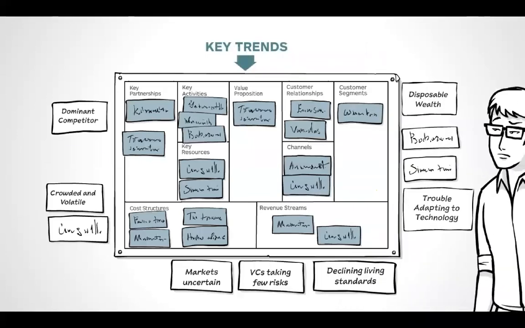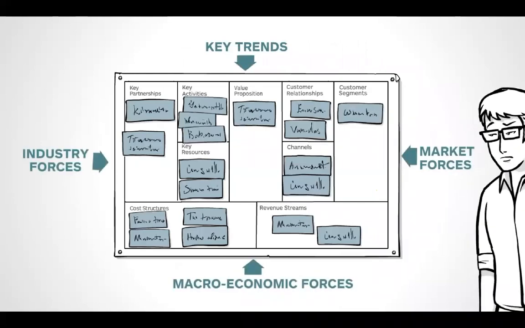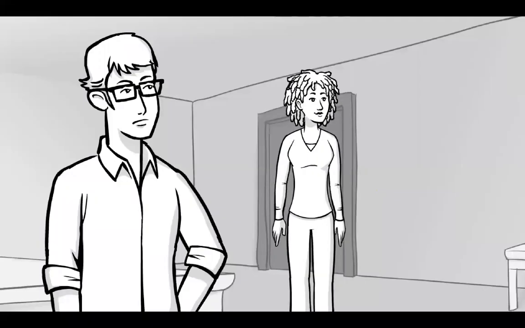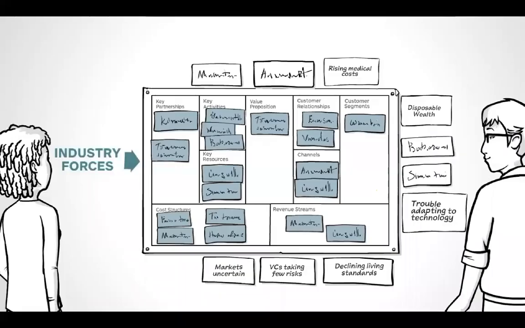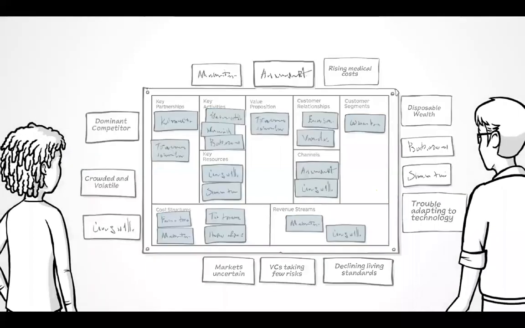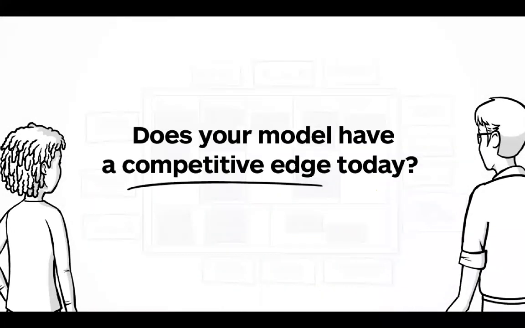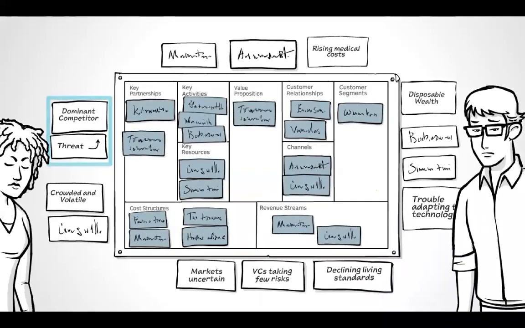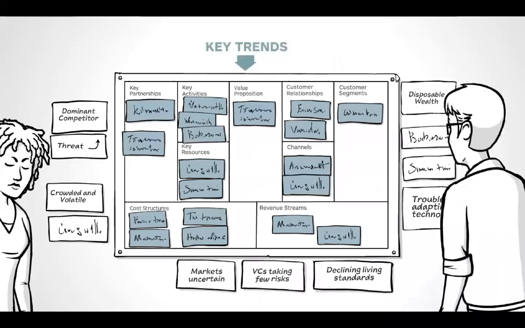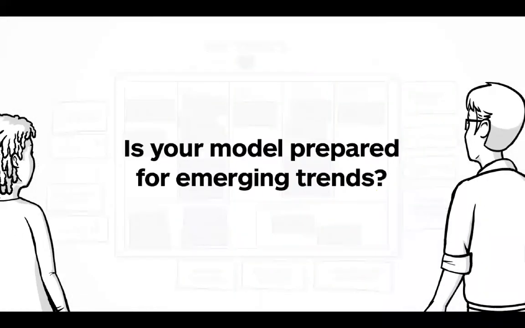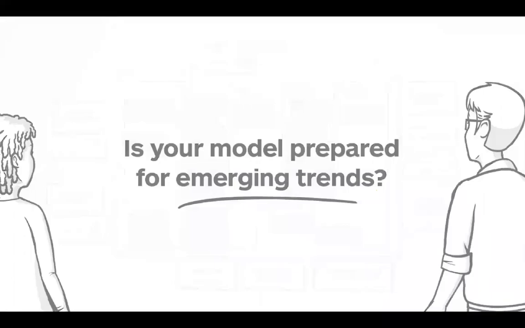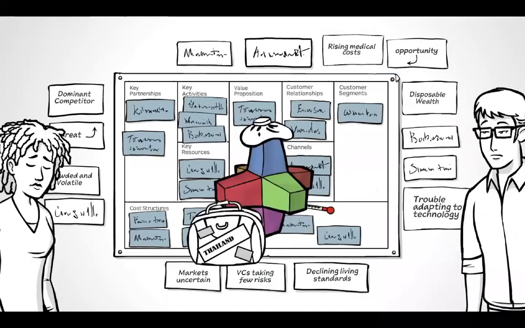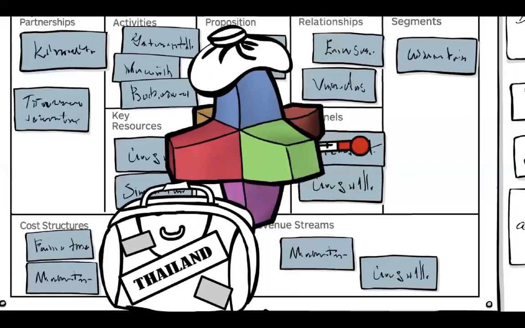Now you've mapped your environment, full of threats, opportunities, and constraints. What do you do? Use the map, of course, to make your business model more responsive. Looking at industry forces on the left side of your canvas, ask, does your model have a competitive edge today? Tomorrow? Good thinking, Beth. That dominant competitor could be a threat. Looking at key trends on the top of your canvas, ask, is your model prepared for emerging trends? Okay, if rising medical costs encourage overseas treatment, that could be an opportunity for your travel agency.